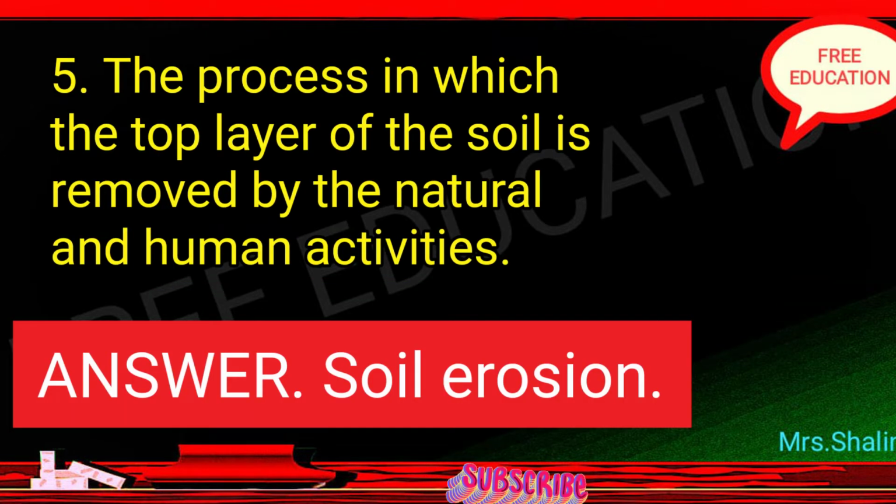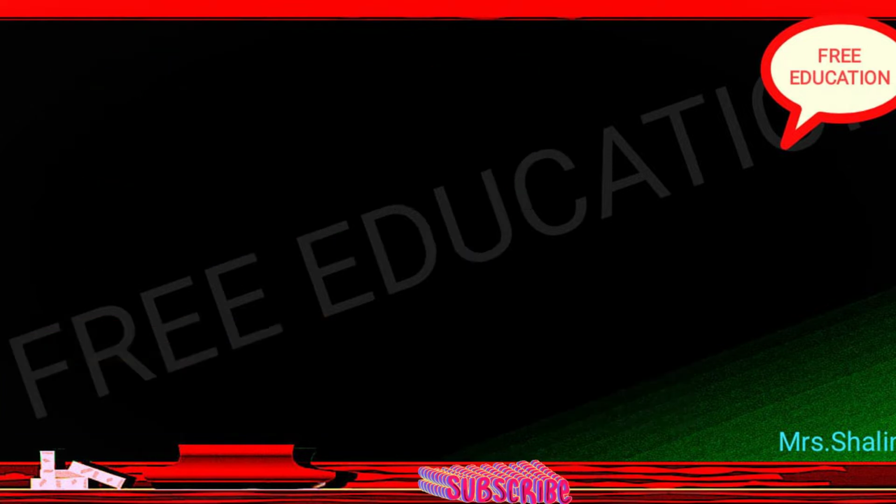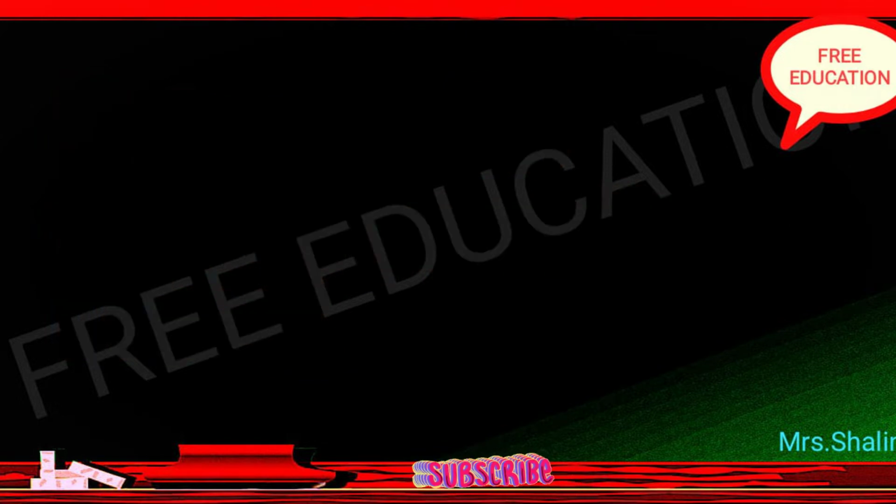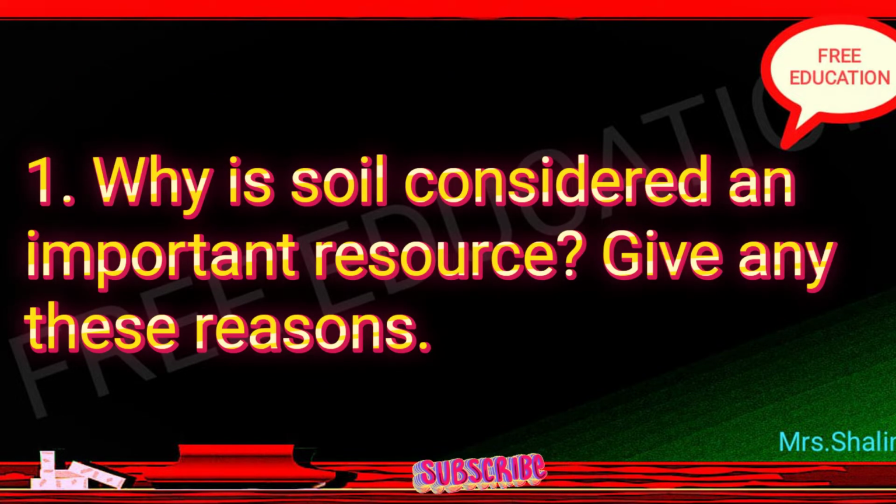5. The process in which the top layer of the soil is removed by the natural and human activities. Answer. Soil erosion. Now we will discuss question D. Answer the following questions in brief. 1. Why is soil considered an important resource? Give any three reasons.